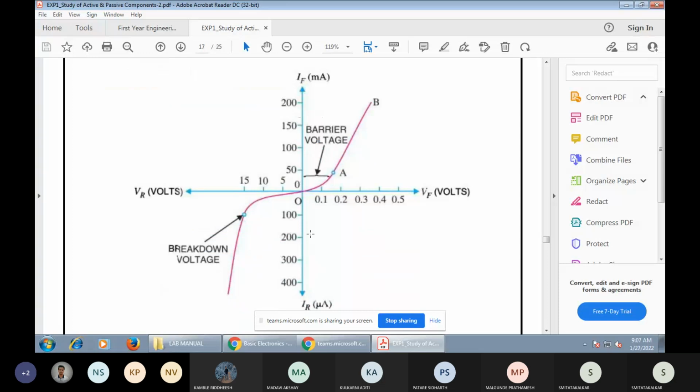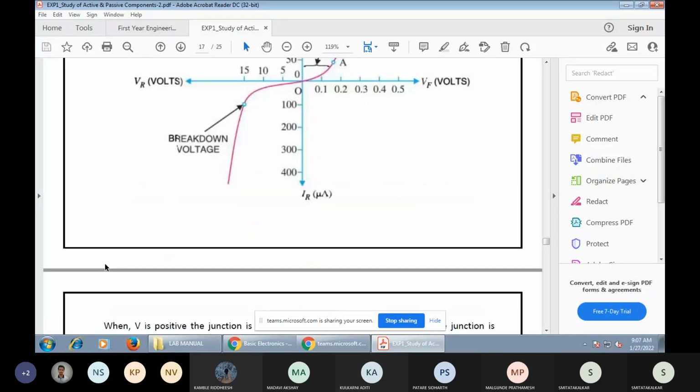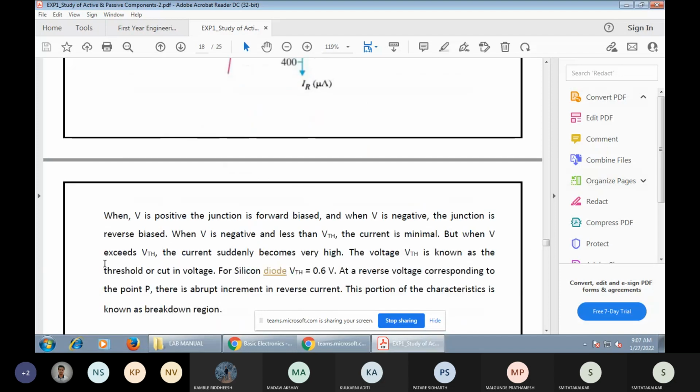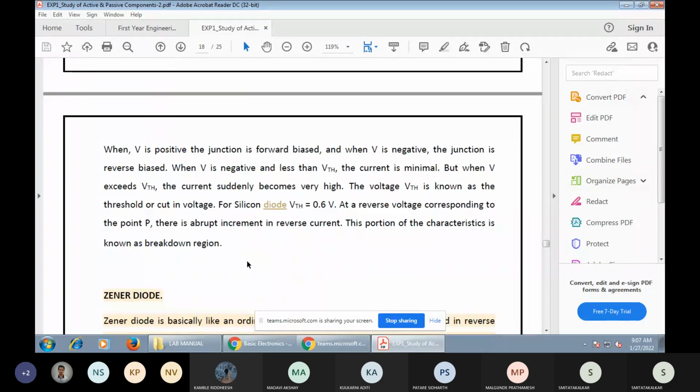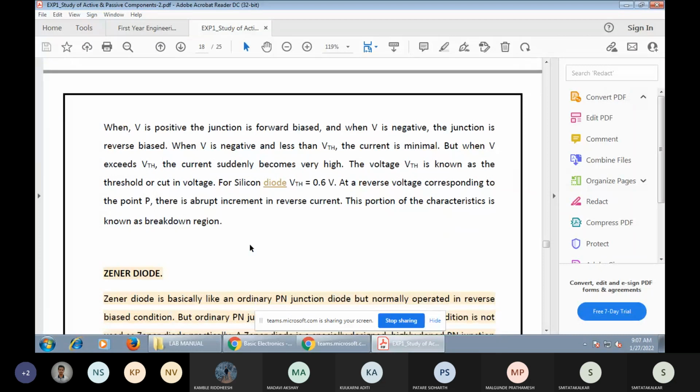But in reverse bias, the diode does not conduct, because in reverse bias it acts as an open switch. After minus 0.7 volt, the diode goes to reverse bias and reaches the breakdown voltage. Theoretically you can know all these things. This is the breakdown region.